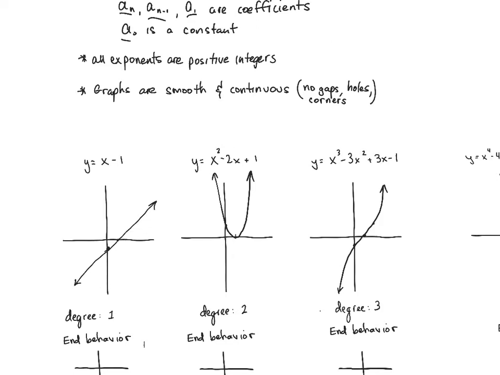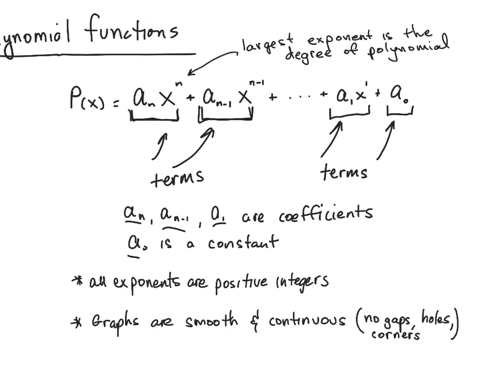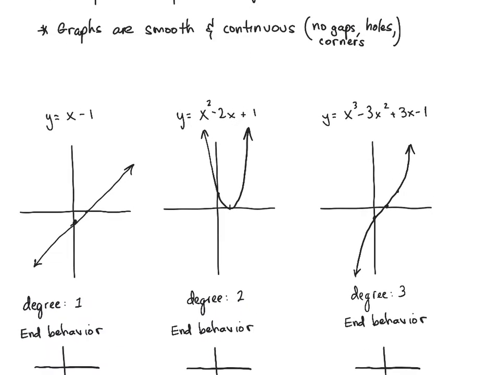I'm sorry, I meant to point this out. Going back up here, the largest exponent of a polynomial is called its degree. So for example, if the largest exponent of this polynomial would have been 4, then we would say this is a degree 4 polynomial. So you can see I have written under each one that the highest exponent of the variable here is x to the 1st power, so this is called a degree 1 polynomial.